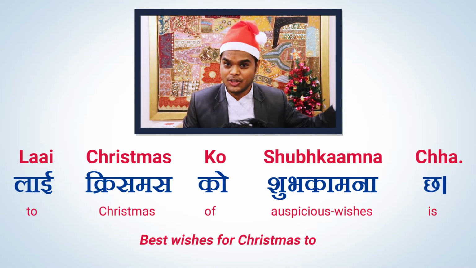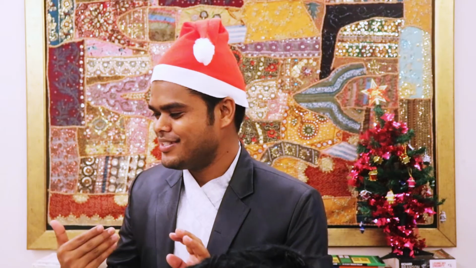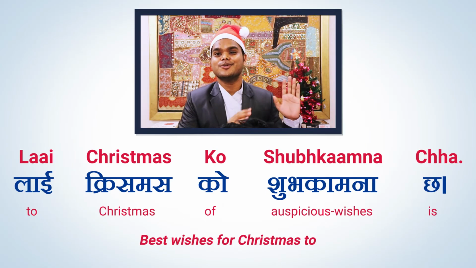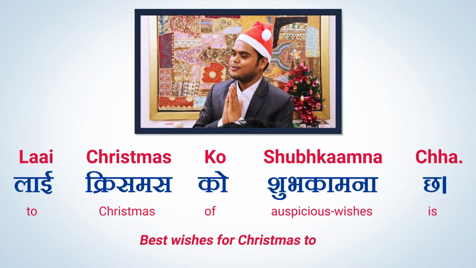Now it is very formal, so we'll remove the hai part. You don't do that. Now be very formal and gentle. Try to be gentle sometime, Anil. Tapai ra tapaiko parivarlai Christmas ko shubhkamna cha. Now you can use the name. Let's say, for example, John. John ji, tapai ra tapaiko parivarlai Christmas ko shubhkamna cha.